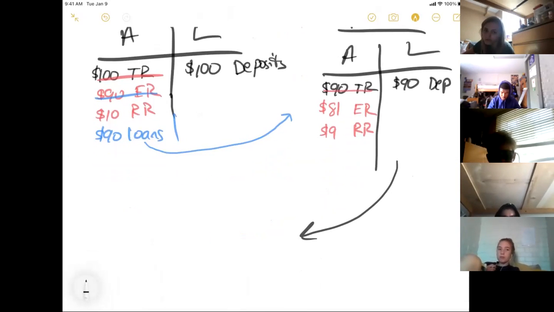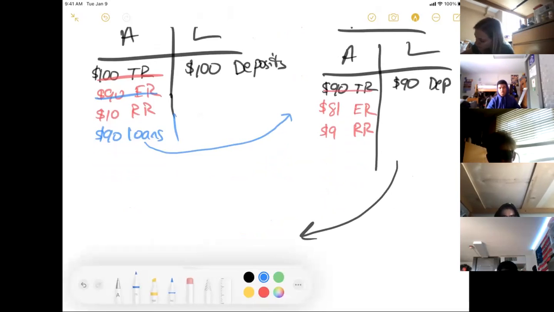Quick question. Do they have the same reserve ratio then? Yeah, so all the banks have the same required reserve ratio. And as we're going to talk about, this is set by the Fed.